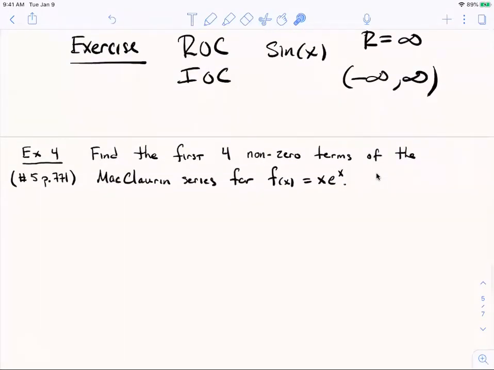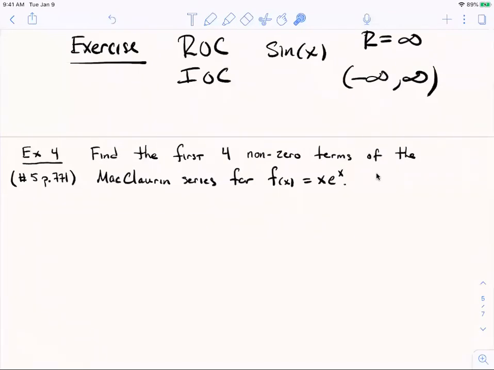I just want to illustrate that you don't have to look for a pattern. If you want the first 4 non-zero terms of some Maclaurin series, Taylor series centered at 0 for a given function, you don't have to differentiate until you get a pattern. You just have to differentiate until you have at least 4 non-zero coefficients. 4 because that's what I asked for. Let's try it. I'm doing a homework problem, by the way. This is number 5 on page 771.